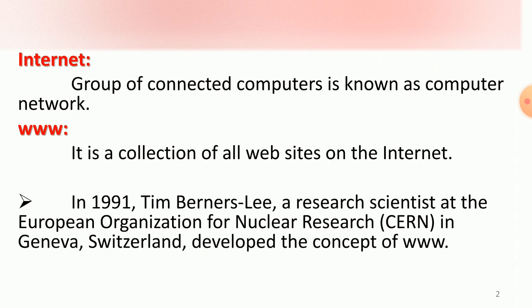First of all, what is the internet? A group of connected computers is known as a computer network. The internet is a collection of such multiple computer networks and hence is known as a network of networks. That means internet.